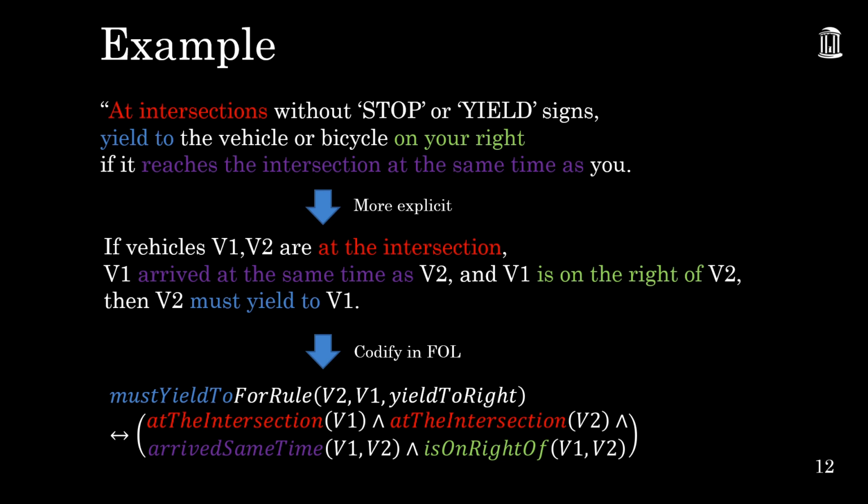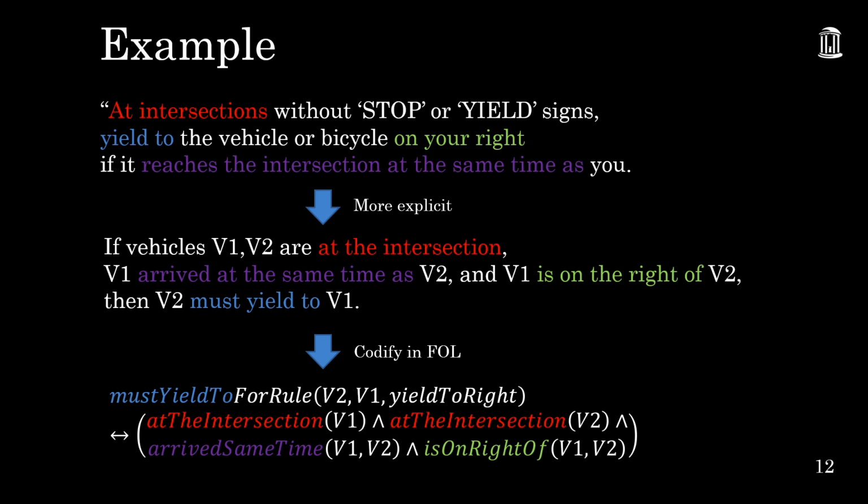In this form, the rule has some implicit references. So first we make them explicit and dereference the pronouns. To make the subject explicit, we also change the tone of the language from imperative to assertive. This is a change of perspective from driving instructions to legal requirements. We get, if vehicles V1 and V2 are at the intersection, V1 arrived at the same time as V2, and V1 is on the right of V2, then V2 must yield to V1.